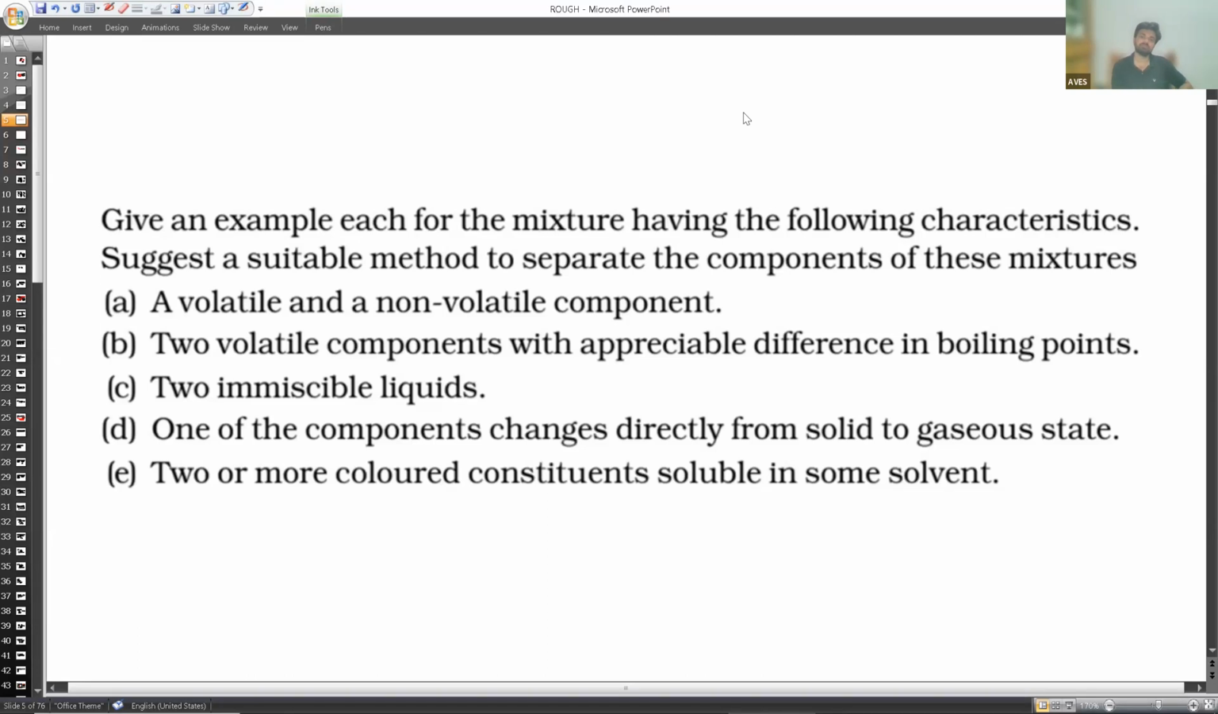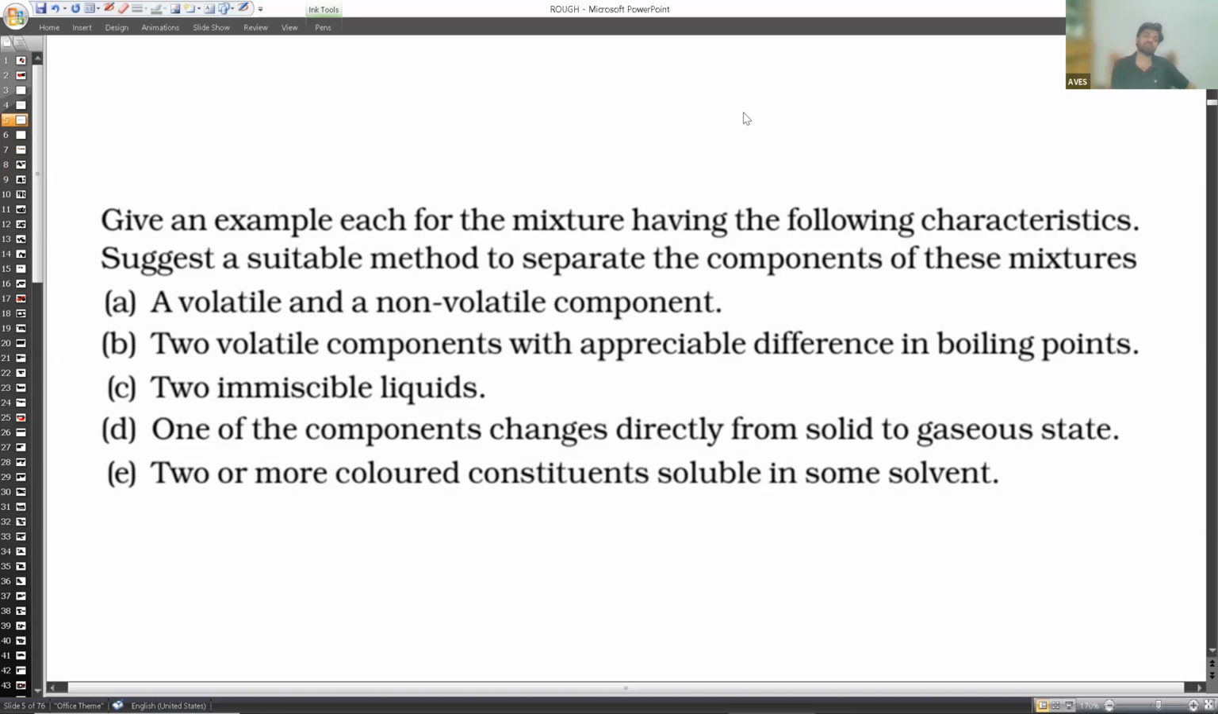Yes, tell me. Volatile compounds are those compounds that can easily boil, that have high vapor pressure. If they have high vapor pressure they can boil easily. So we can simply say that volatile compounds are those that have low boiling points, and non-volatile are those that have high boiling points. Okay, high melting and boiling points you can write.